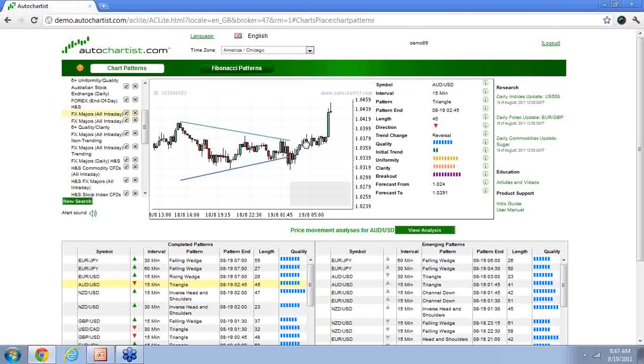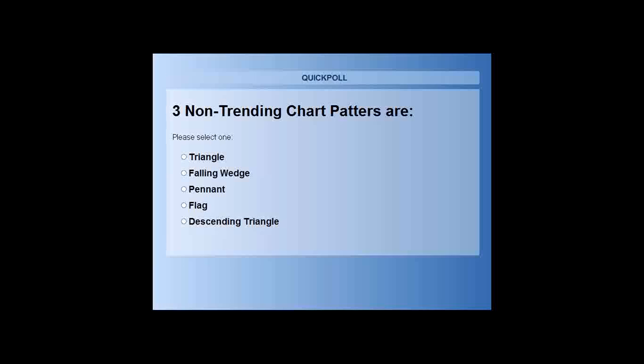So finally, we have 2 quick poll questions to end here, and then we'll go into a straight-up question and answer period. The next poll question is: the 3 non-trending chart patterns are A, the triangle, B, the falling wedge, C, the pennant, D, the flag, and E, the descending triangle. On the poll questions, you want to tell me what the non-trending chart patterns are. It doesn't seem to want to be opening here for me, but those are the questions. Maybe we can answer them some other way.